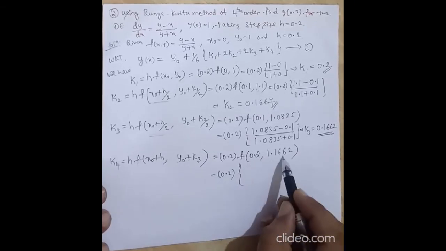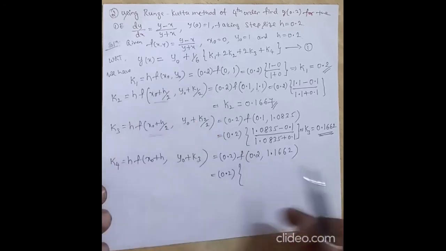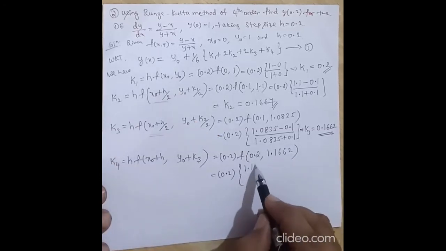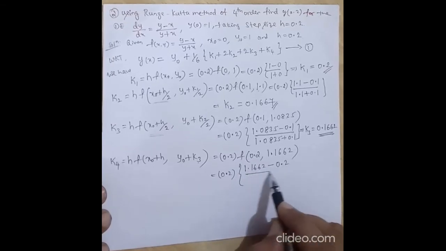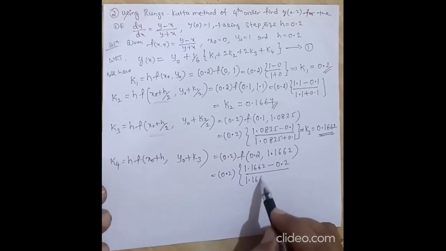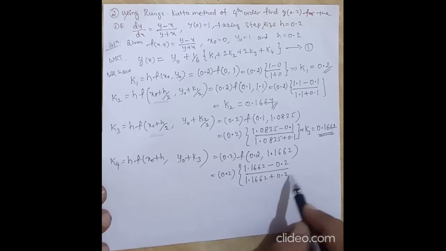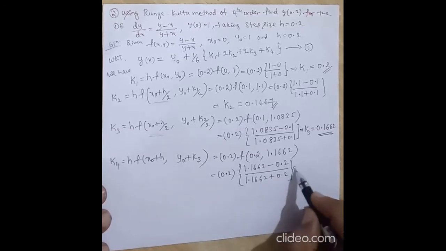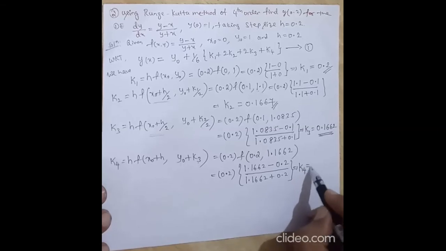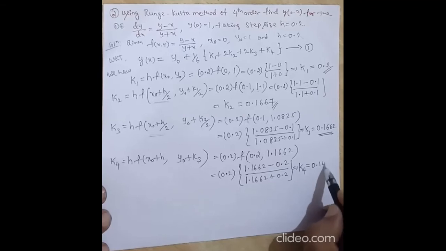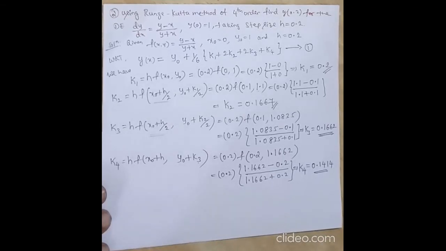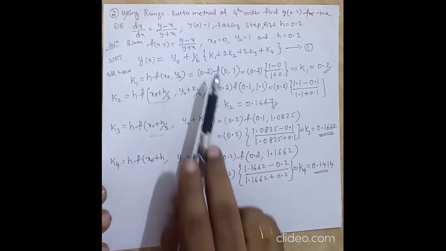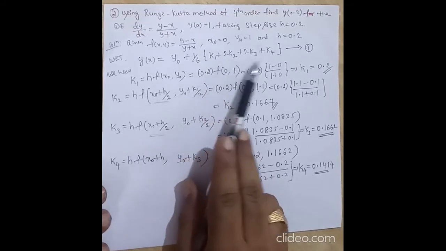Now this is equal to 0.2 into, again, see, this is f of x comma y. X is this, y is this. Substitute here. So y means 1.1662 minus x is 0.2 divided by, this is 1.1662 plus 0.2. So simplify this, we get the value of k4, and for this we get 0.1414. This is the value of k4. So we got the value of k1, k2, k3 and k4.